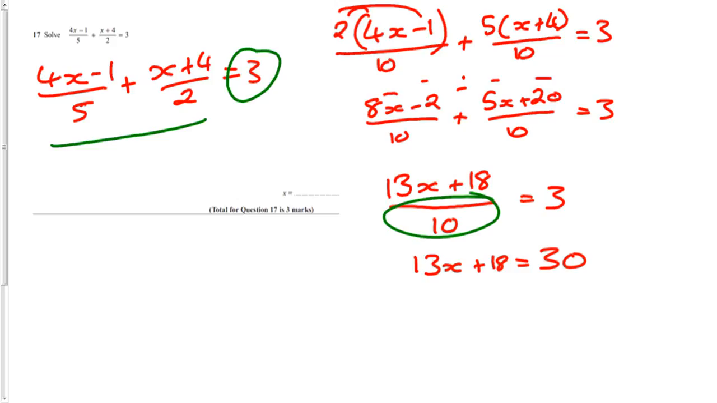The next thing we need to do is get rid of this plus 18. So we do the opposite again. The opposite of plus 18 is minus 18. So that's going to be 12. And if we get rid of that 18, we're left with 13x. Now if 13x equals 12, what we do to get rid of the times by 13 is we divide by 13, so we end up with 12 over 13. And that, boys and girls, is the correct answer to that question.